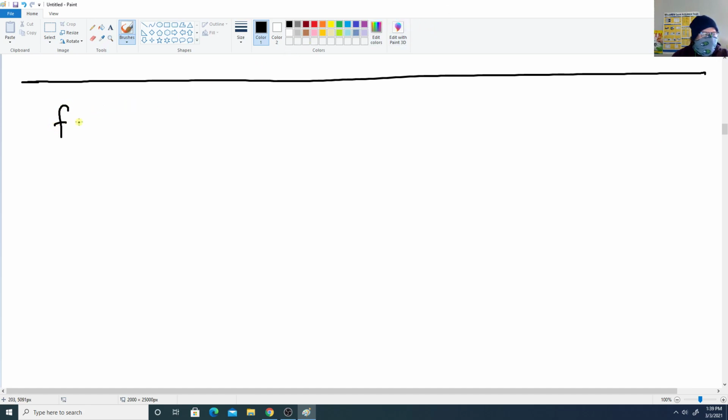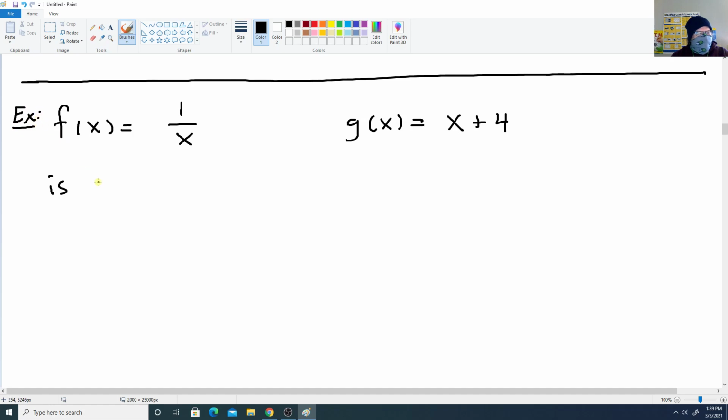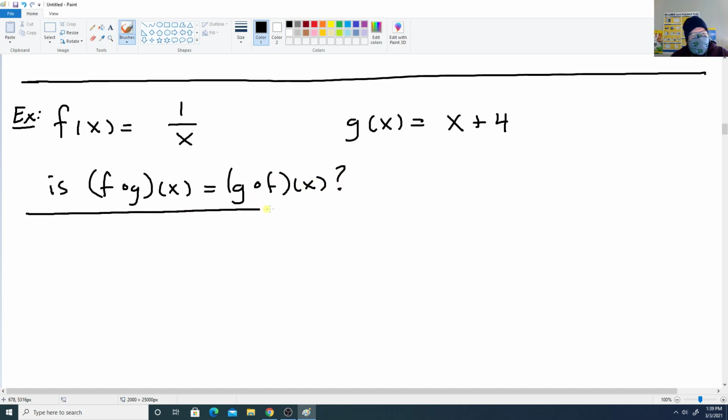So let's say we have f of x equals 1 over x, and let's say g of x is equal to x plus 4. So we want to find, sorry, an example, last example, is f composed of g of x the same thing as g composed of f of x? Okay, so we're going to need to figure out what is f composed of g of x for this particular expression.